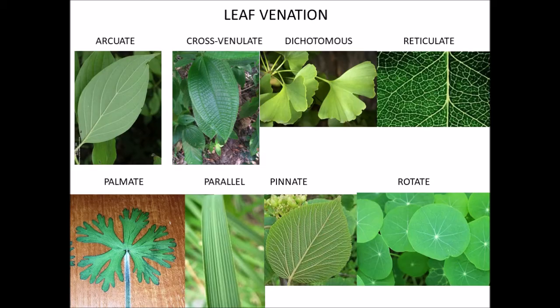Reticulate is kind of like a netted appearance, so there's a network of veins that form kind of a net. Palmate looks like a spreading palm or spreading hand, and that's typical of this geranium leaf. Parallel is typical of strap-like leaves, which are typical of monocotyledonous plants. Pinnate is where you just have the lateral veins projecting from the main vein or midrib to the side, to form a kind of network like that. And then rotate is typical of a nasturtium. You can see the leaf veins are coming from a central point and they're rotating outward.